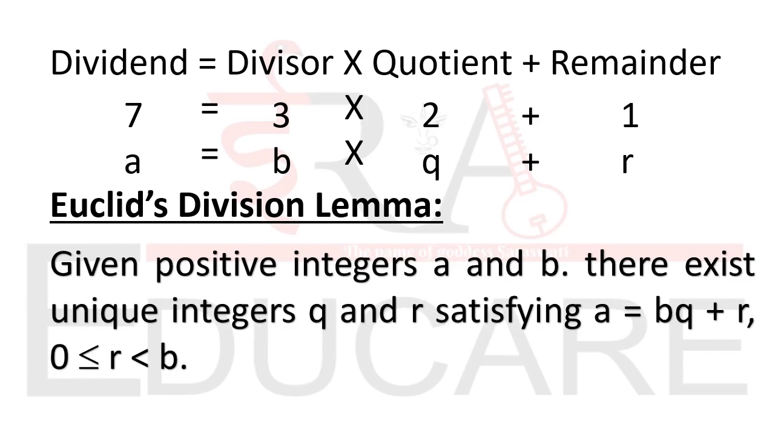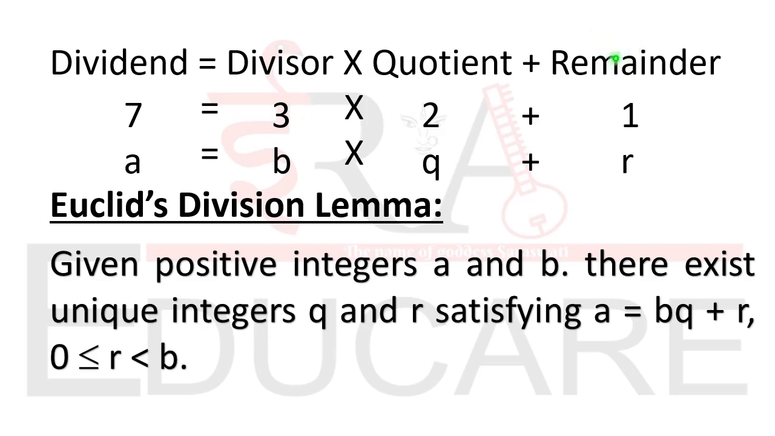Given positive integers A and B, there exist unique integers Q and R satisfying A is equal to BQ plus R, which you already know, it is the simple division method, where R is greater than or equal to 0 and less than B. Of course, here the remainder is 1. It is always less than your divisor. Remember that, friends. Remainder is always less than your divisor.